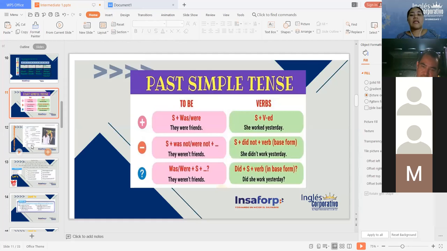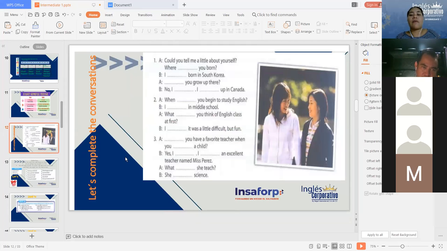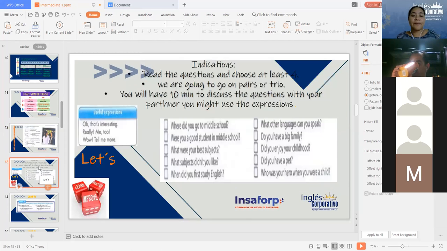So we are going to do this one later on, because here I have a conversation. Of course, you can practice it by yourself, but at this moment, I'm going to give you the opportunity to talk to each other. You have to read the questions and choose at least four of them. Here we have: Where did you go to middle school? Were you a good student in middle school? What was your best subject? And so on. You will have 10 minutes to discuss the questions with your partner, and you might use the expressions here, for example, "Oh, that's interesting."